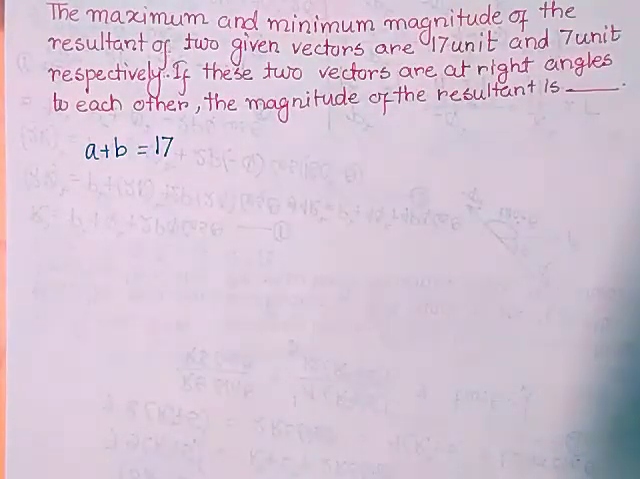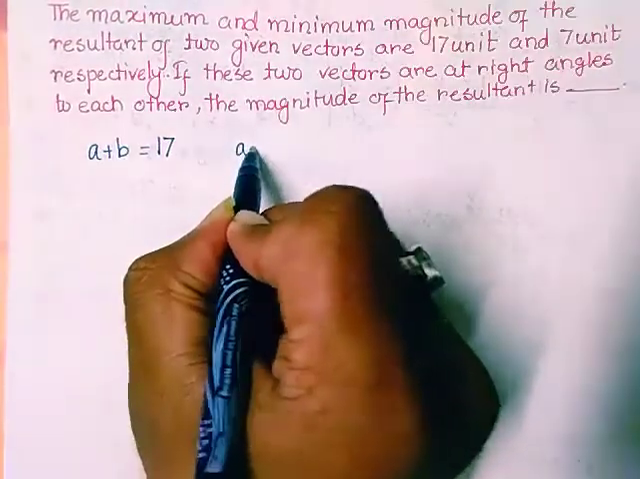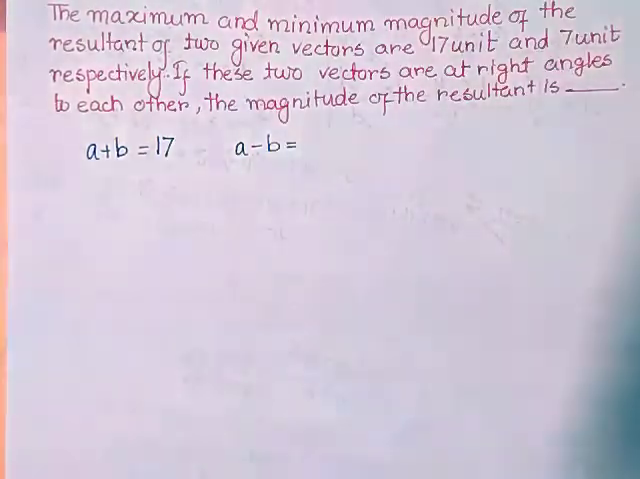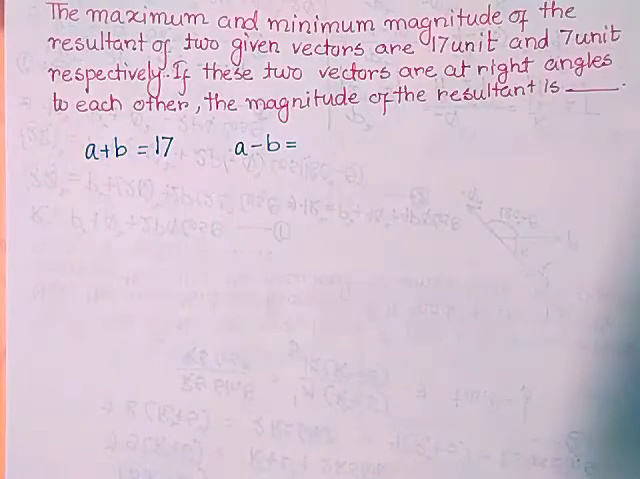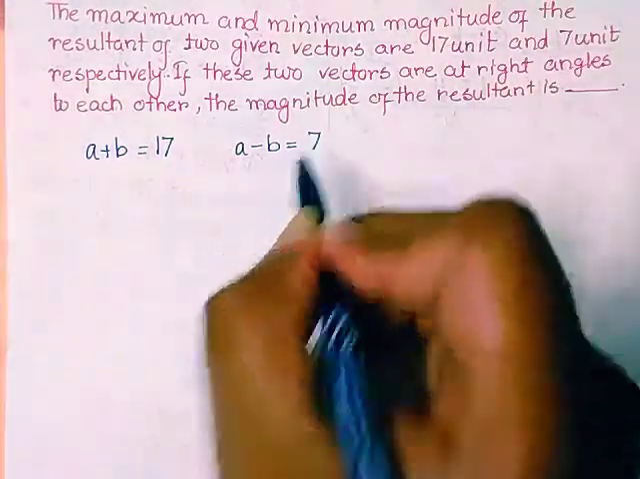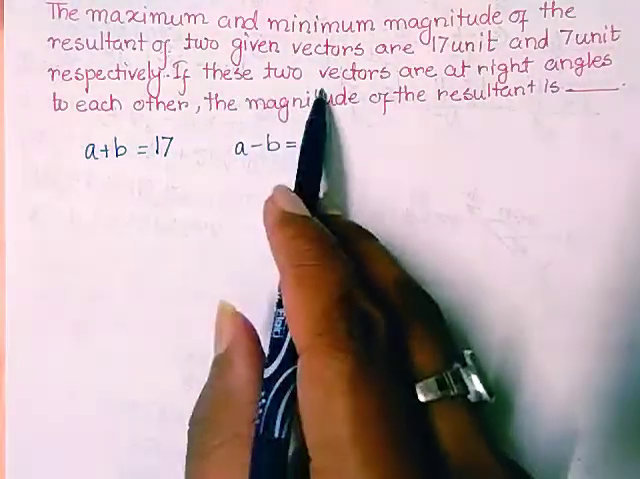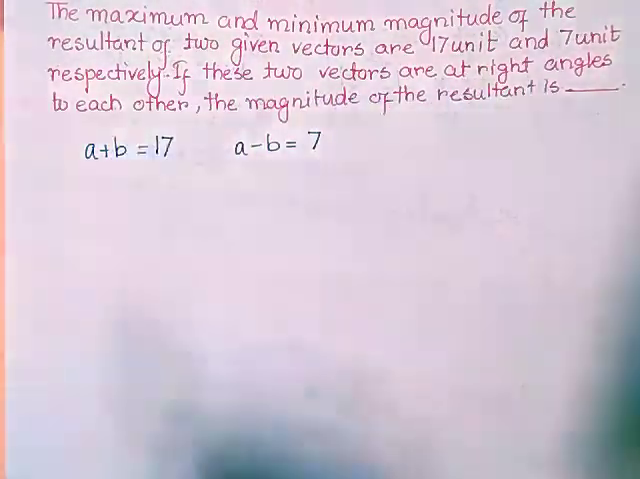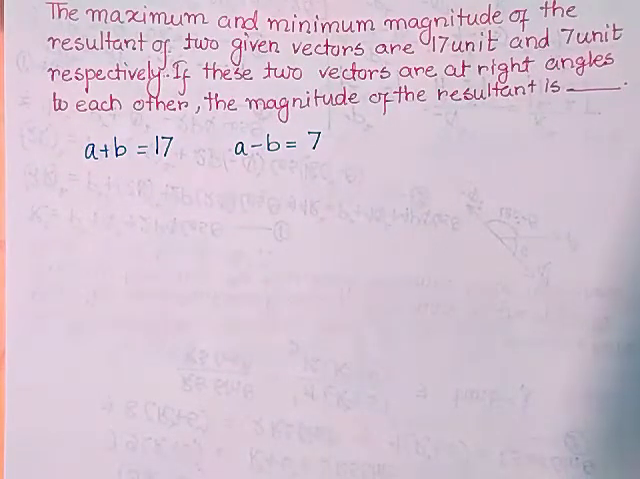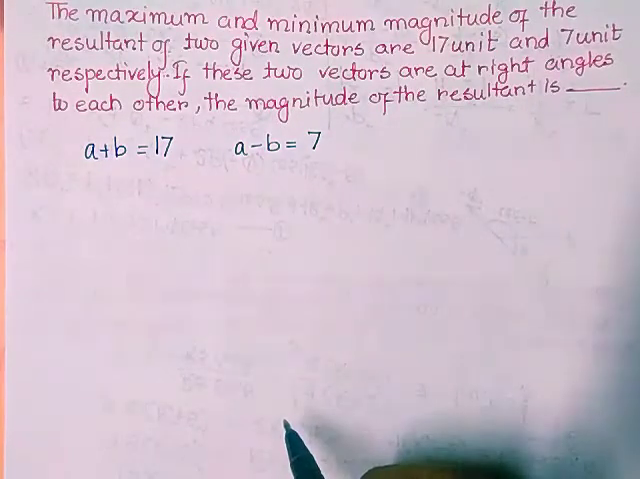The minimum magnitude of the resultant of two vectors is given when these two vectors are oriented in the opposite direction, but they may be parallel or collinear. So at that time it is 7 unit. Okay. So what is asked: if these two vectors are at right angles to each other, what is the magnitude of the resultant? We have to fill the blanks.